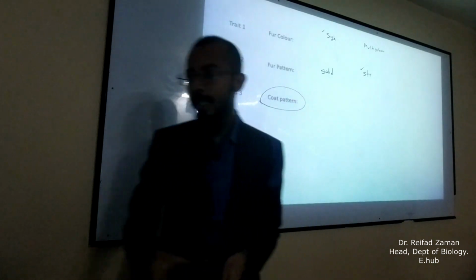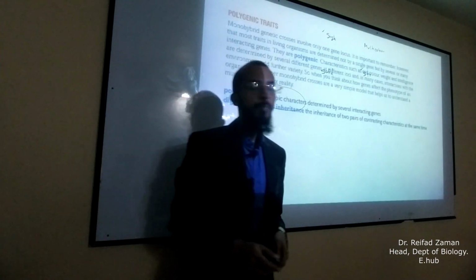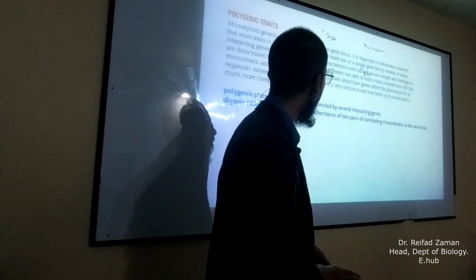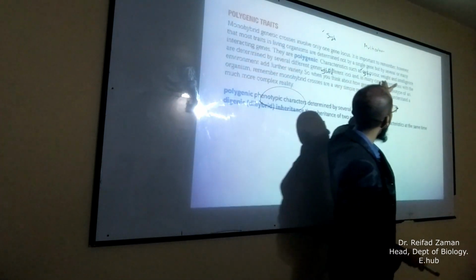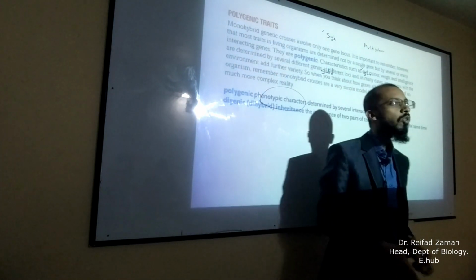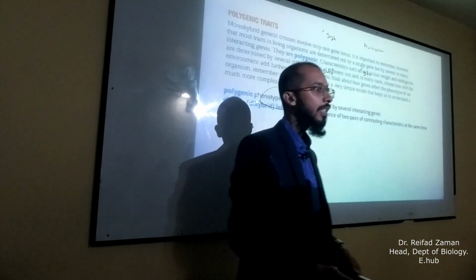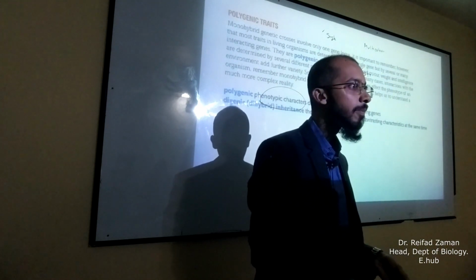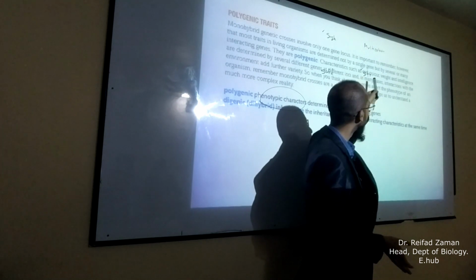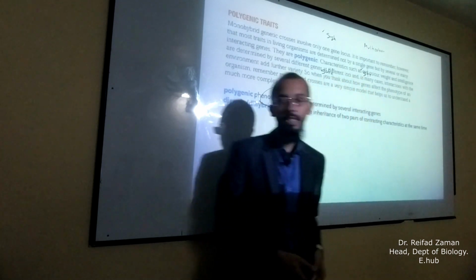There are many other examples of polygenic inheritance. For example, your eye color, your weight, your intelligence. These are all examples of polygenic inheritance because many factors will add up to give you your final weight or final intelligence.